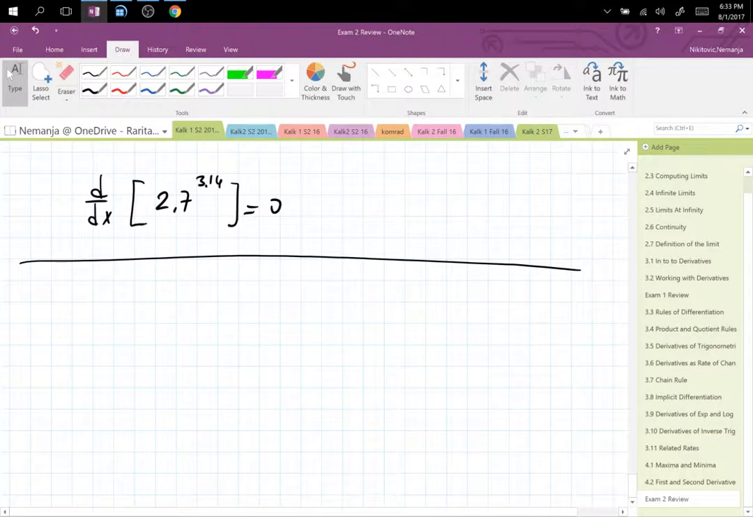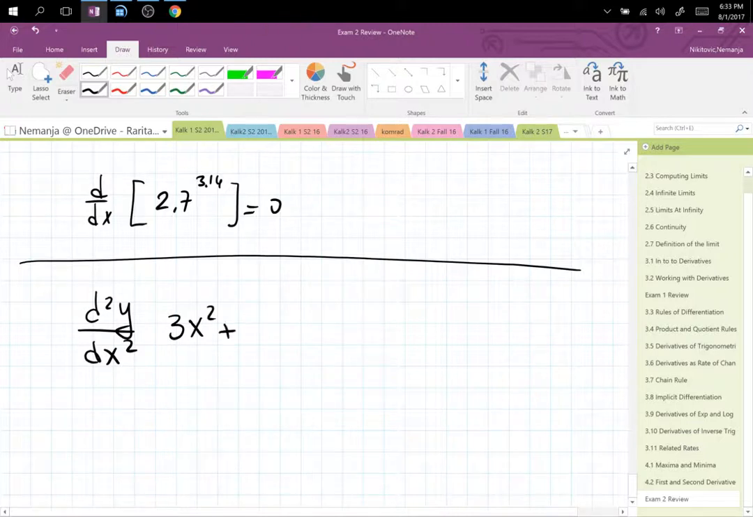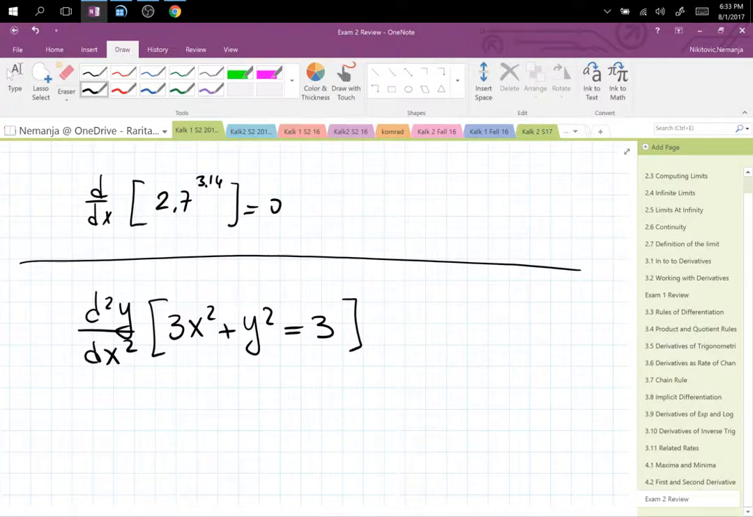Alright, d squared y over dx squared. Oh, that's the second derivative. Okay. 3x squared plus y squared equals 3. Before you start, the second derivative of implicit differentiation. Wait, before you start, 3 is a constant, so it goes to 0, right? Yes. Alright. It's 6. I think.